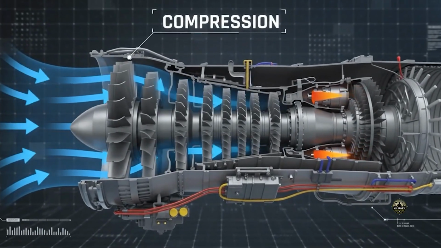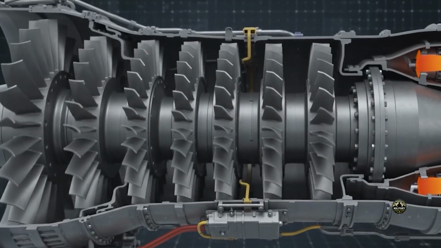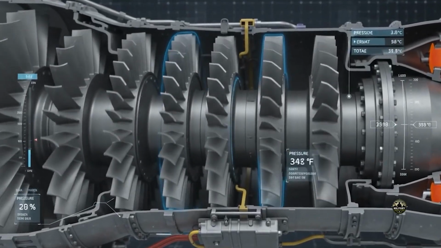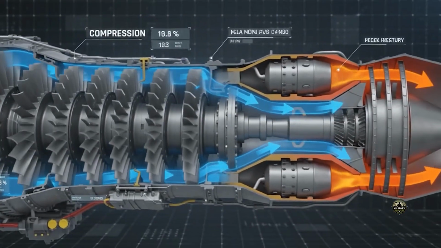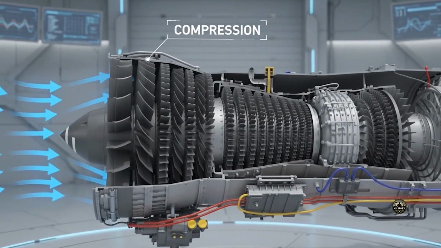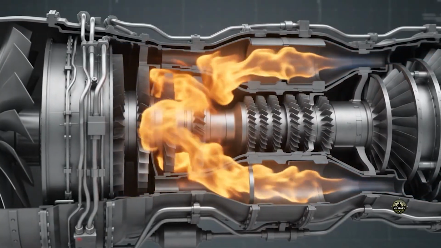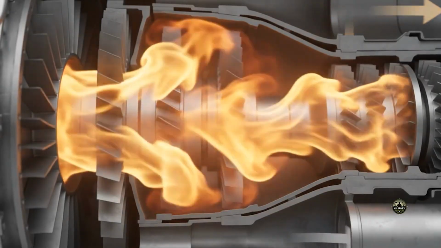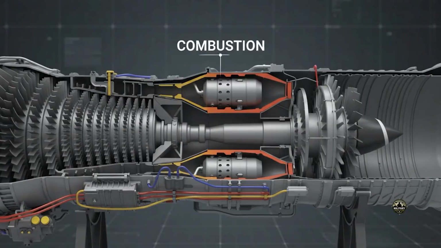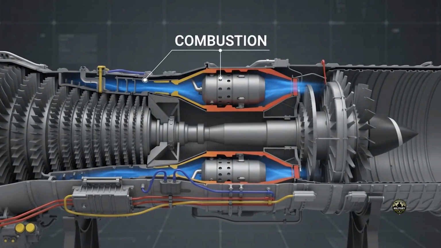The air then enters the compressor. Multiple rows of rotating blades squeeze the air, dramatically increasing its pressure and temperature. Why compress the air? Because high-pressure air allows the engine to burn fuel more efficiently and release a much greater amount of energy. The compressed air enters the combustion chamber.